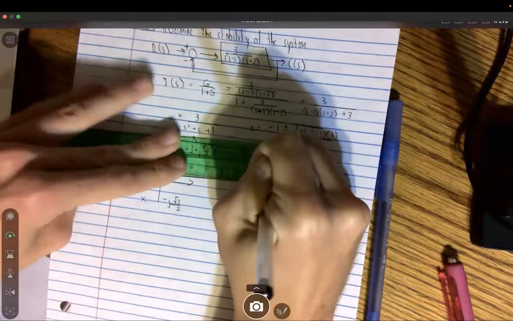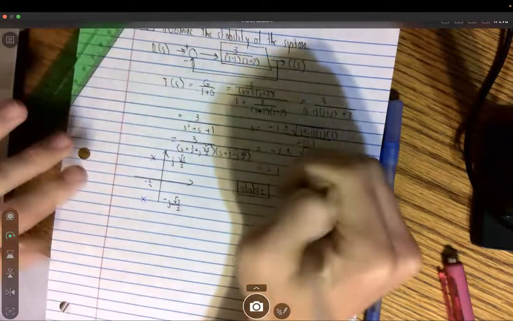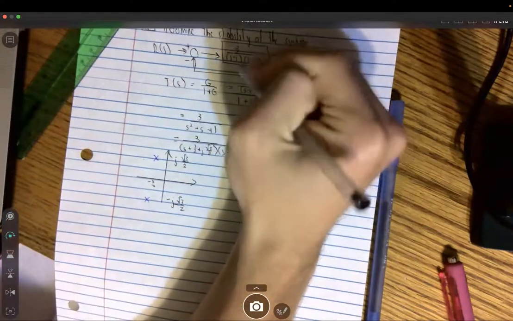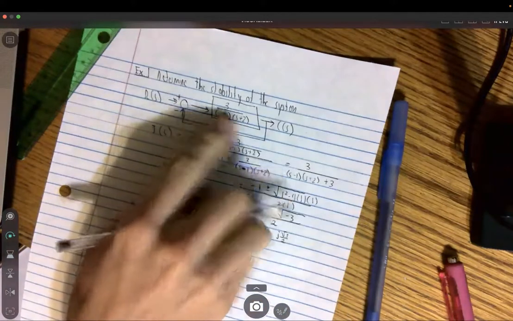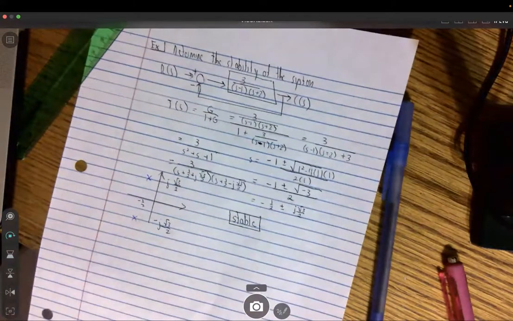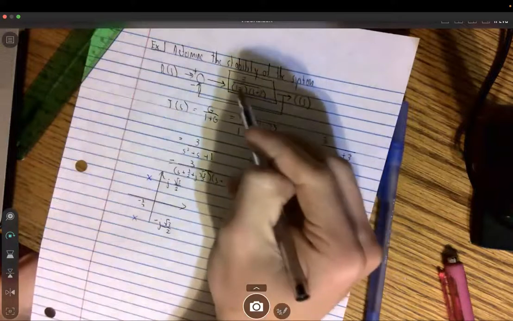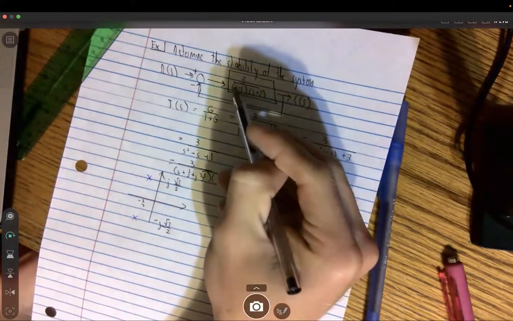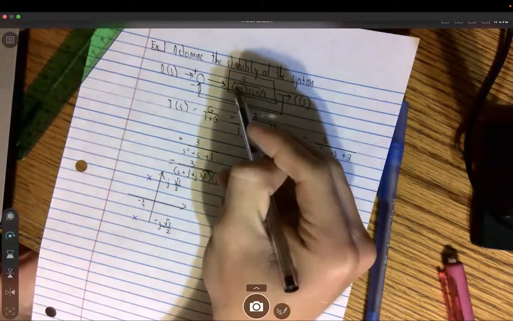Remember that in order to do this, you had to find the transfer function because you were given it with unity feedback, but you need to find the transfer function like we had in the previous examples first. You can't just plot this because you'd say, oh, this one's in the right-hand plane, so it's unstable.